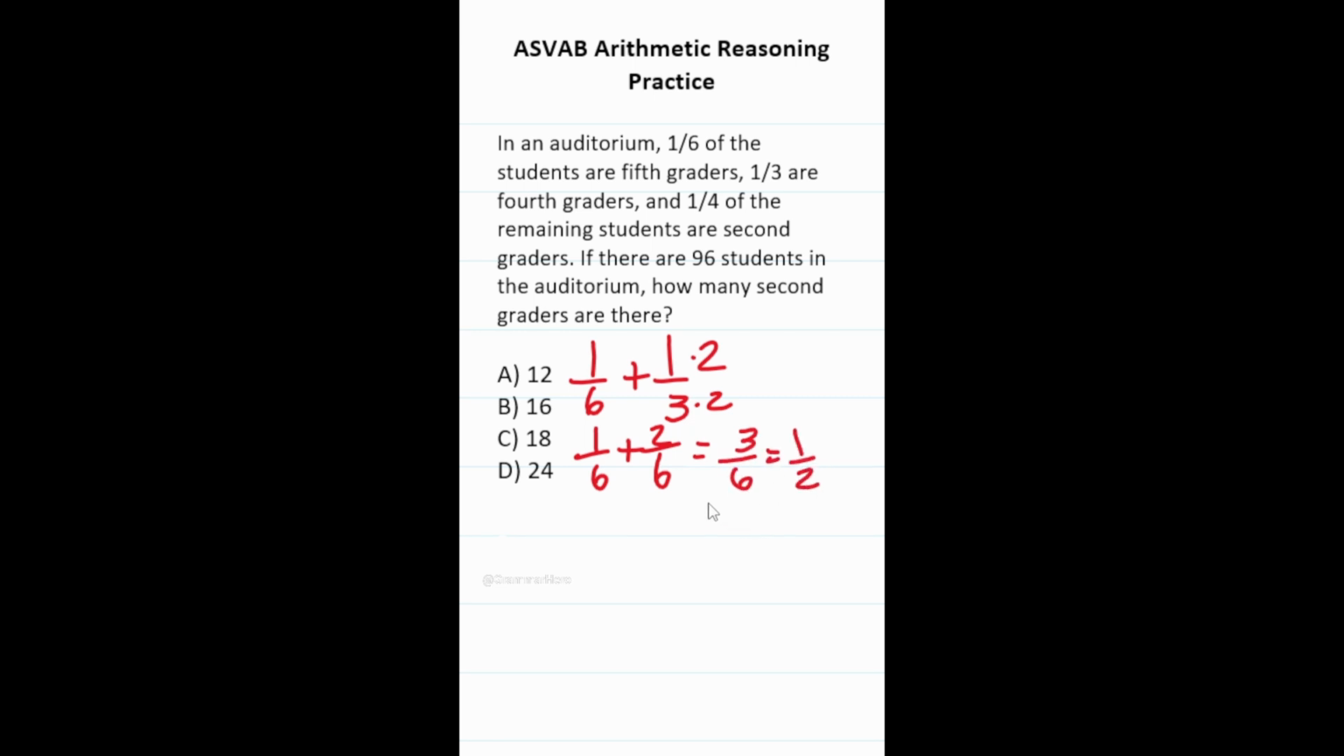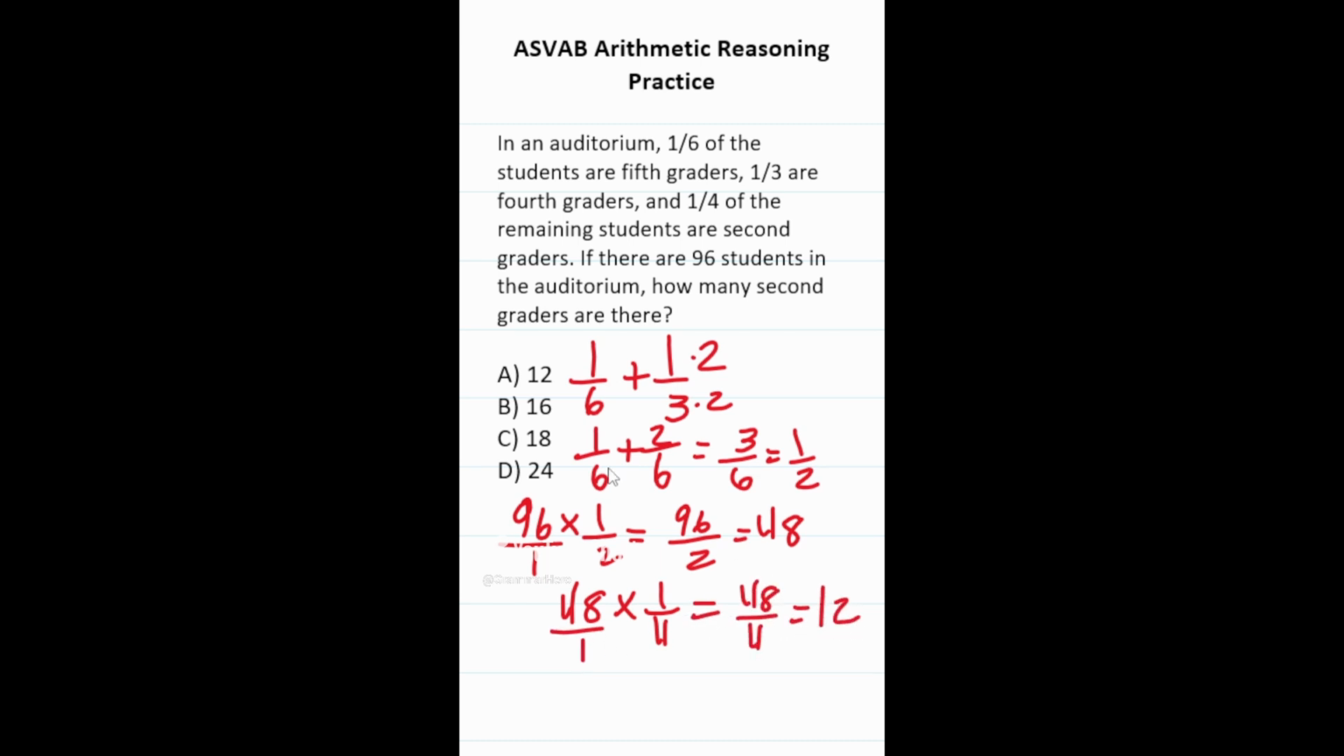So 1/2 of the students are in fourth or fifth grade, which means 1/2 of the students are in some other grade. So let's figure out what 1/2 of 96 is. Again, if you can't do that mentally, just multiply straight across. It's 96 over 2, which becomes 48. So 48 of the students are in some other grade apart from fourth and fifth. Now we know that a quarter of those students are in second grade. So this becomes 48 over 4, which is 12. So 12 of the students are in second grade. A.